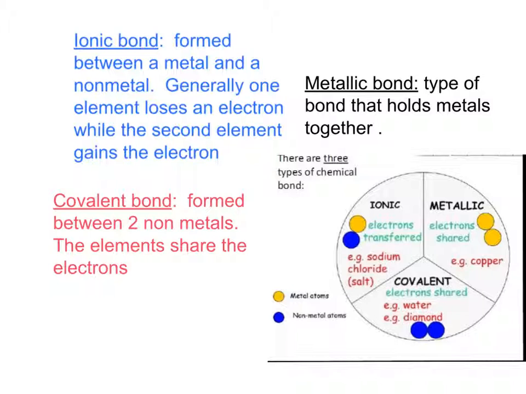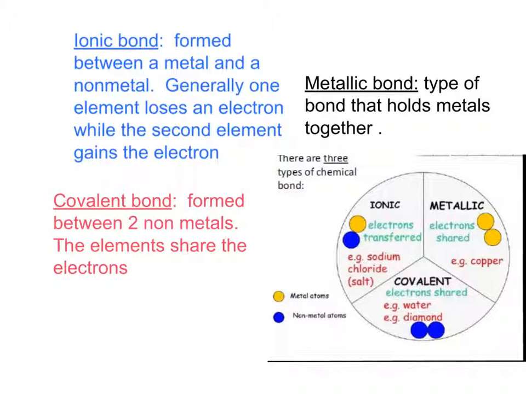A second type of chemical bond is a covalent bond. Now this is a bond that's formed between two nonmetals. The elements will share the electrons, and we will see this in any type of organic compound or compound containing carbon. We will not differentiate between polar covalent and nonpolar covalent bonds at this time.